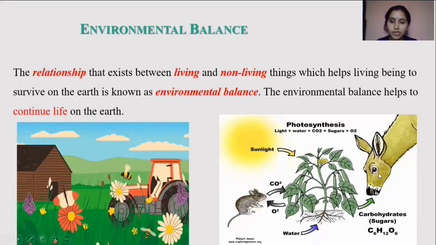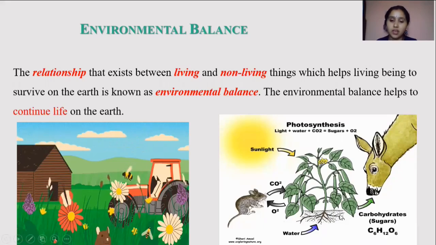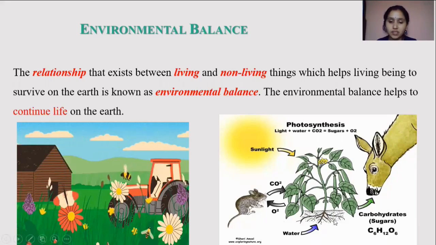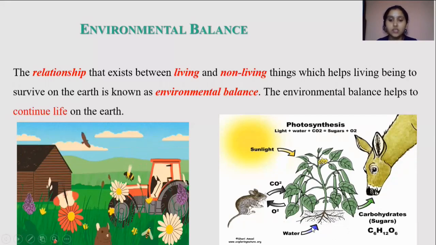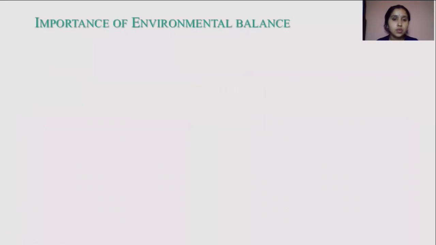Later on, animals pass out excreta, and that excreta mixes into the soil. And again, the soil gets nutrients, which means the excreta of animals acts as fertilizer in the soil. And again, further plants can grow there. In this way, the relationship is maintained in the environment. And now let us know the importance of environmental balance.